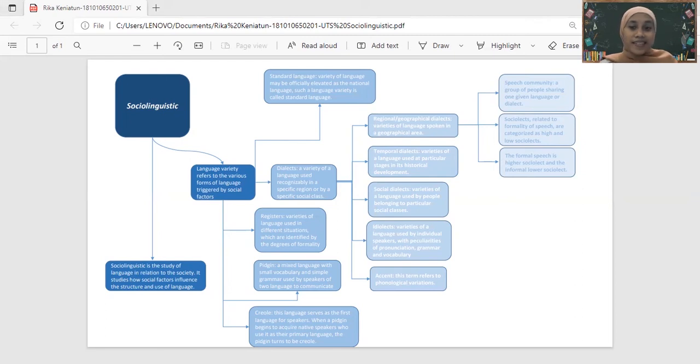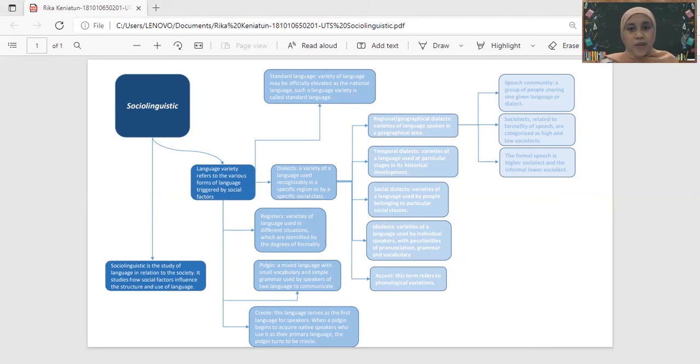The second one is temporal dialects, varieties of language used at a particular stage in its historical development. And then the third is social dialects, varieties of a language used by people belonging to particular social classes. And then the next is idiolects, varieties of a language used by individual speakers with peculiarities of pronunciation, grammar, and vocabulary. And then the last one about dialects is accent. This term refers to phonological variations.